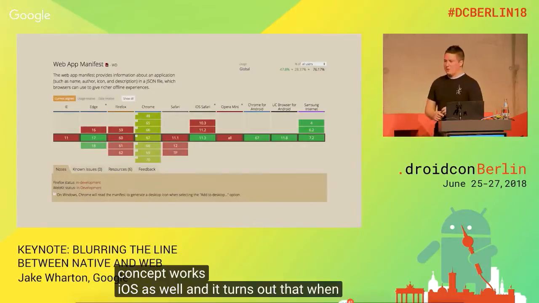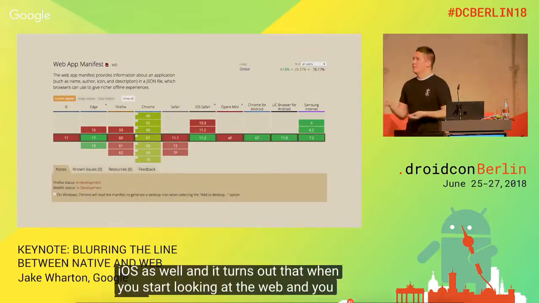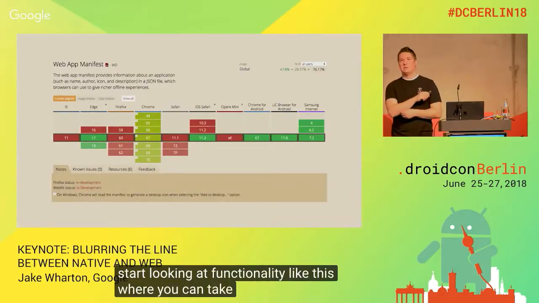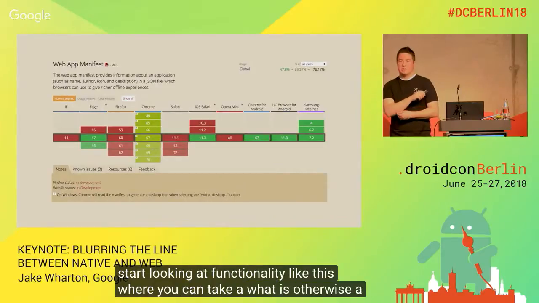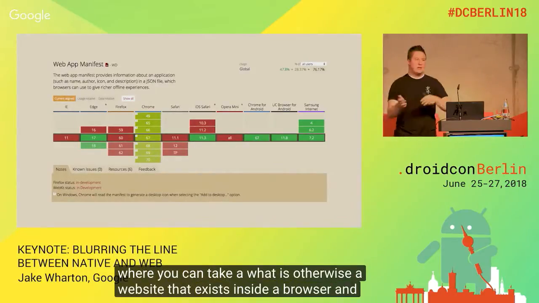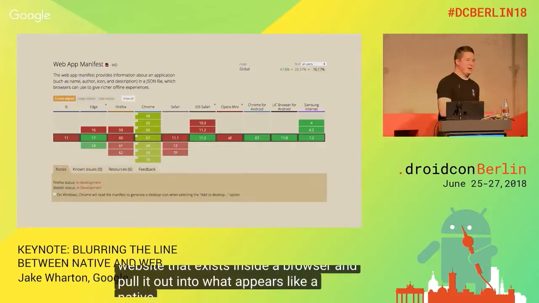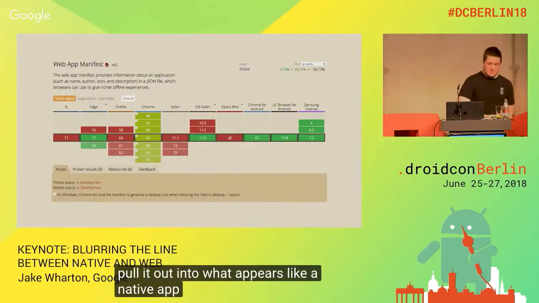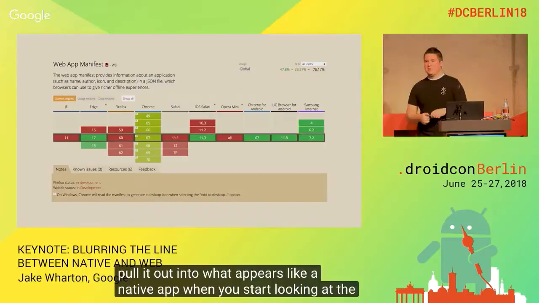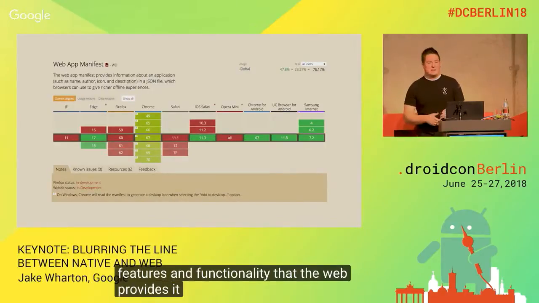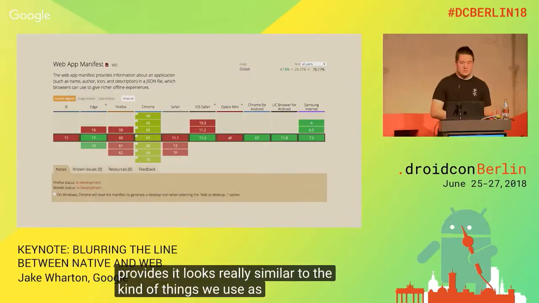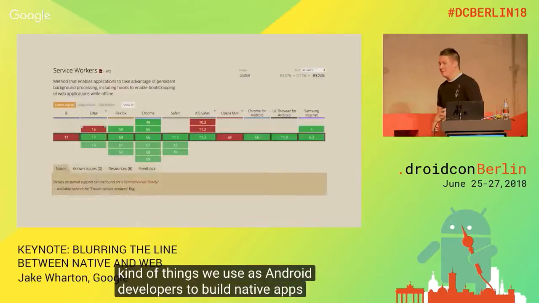And it turns out that when you start looking at the web, and you start looking at functionality like this, where you can take what is otherwise a website that exists inside a browser and pull it out into what appears like a native app, when you start looking at the features and functionality that the web provides, it looks really similar to the kind of things we use as Android developers to build native apps.